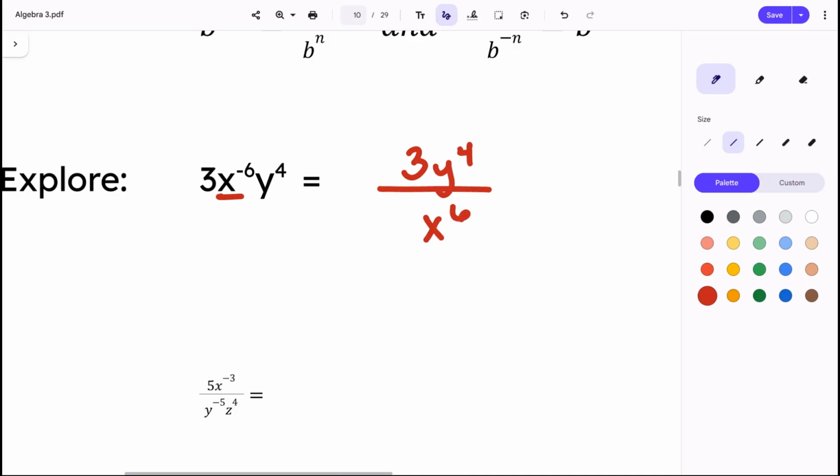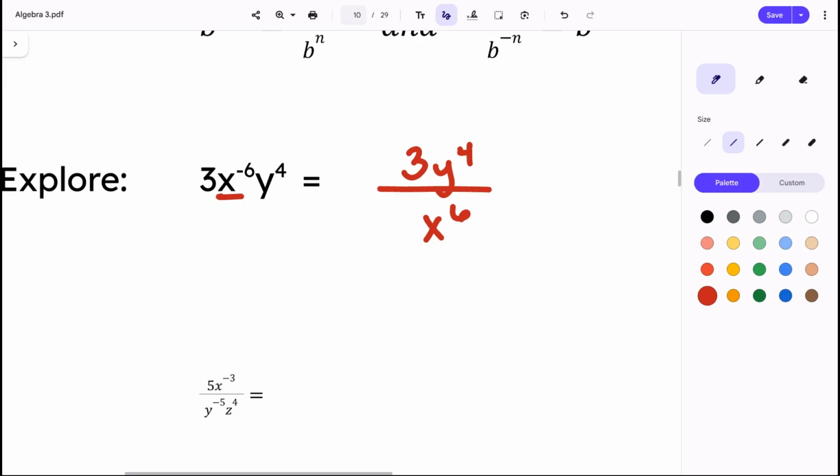But something that I see kids do for whatever reason, even though we talk about it, I'll still see some students will want to put that 3 on the bottom. If it's not raised to a negative exponent, then don't move it. Even if it was a negative 3, a negative number is fine. A negative exponent is not. So that's the difference that you need to be aware of here.